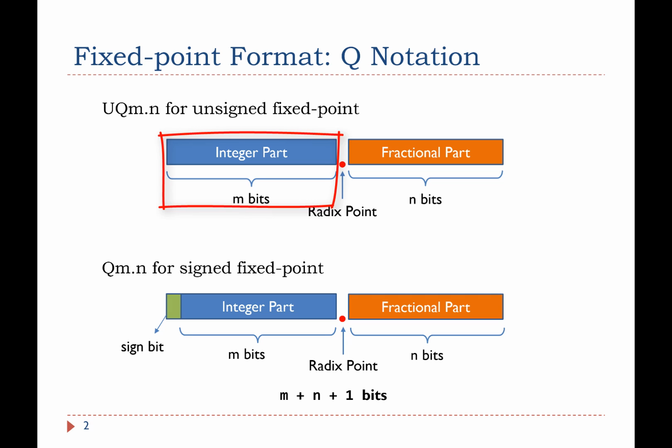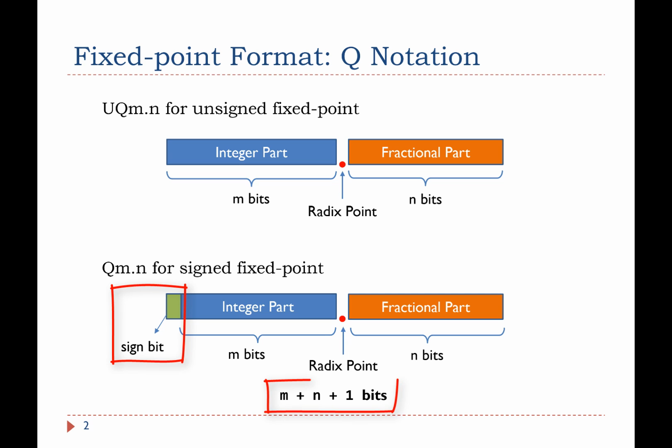However, in the signed fixed point Q, m is the number of binary bits in the integer part excluding the signed bit. As with integer 2's complement notation, the signed bit is always the leftmost bit. Pay attention, in some literature, the signed bit is also included in the integer part, and thus the total number of binary bits is m plus n. And here, we don't include the signed bit in the integer part, and thus the total number of bits for QMN is m plus n plus 1.